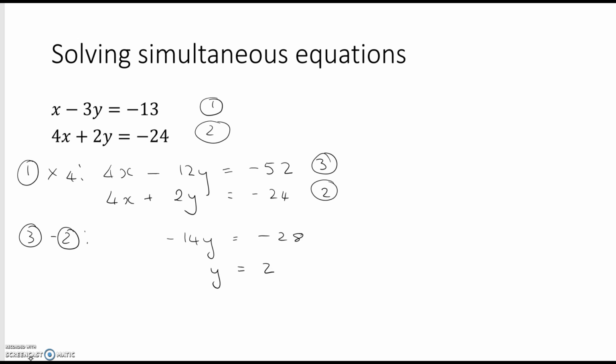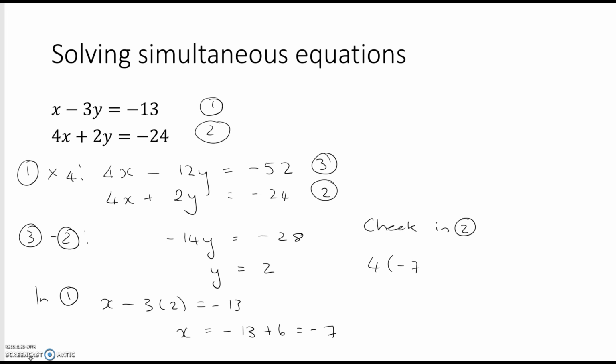Now use that value to find x, and maybe we'll do it in equation 1. So x minus 3 times 2 equals negative 13. X equals negative 13 plus 6. So x equals negative 7. Check it in number 2. So 4 times negative 7 plus 2 times 2. So that's negative 28 plus 4 equals negative 24. Yes, we got it right.